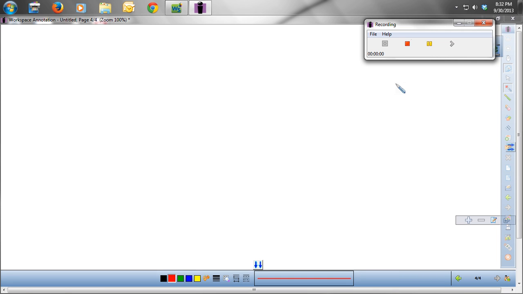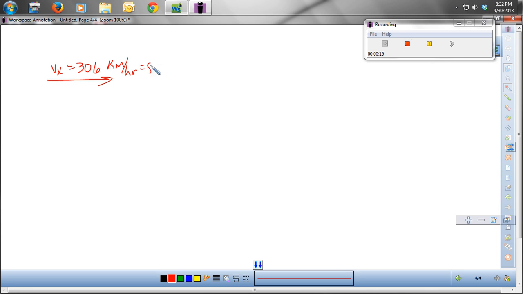Okay, number 5 says that an elevator fires a gun horizontally and the bullet leaves with a velocity of 306 kilometers an hour. So that's Vx. Now I've already converted that to meters per second because I might need it, so it's 85 meters per second. And then it's going to have to fall 3.4 meters to the ground. And it wants to know how long the bullet is in the air.